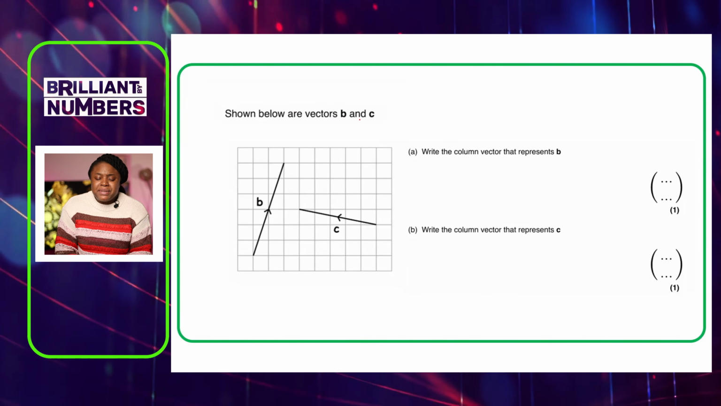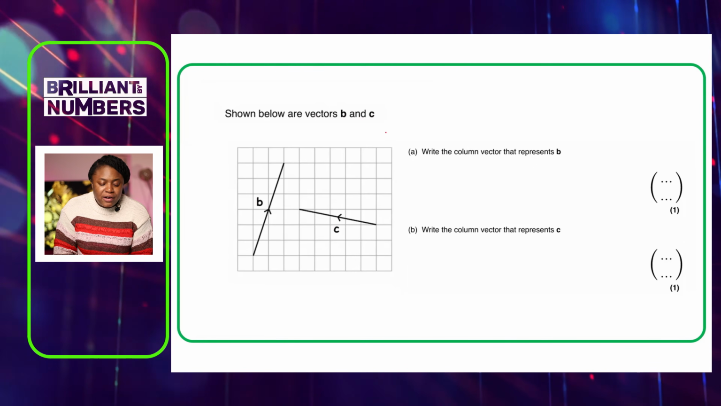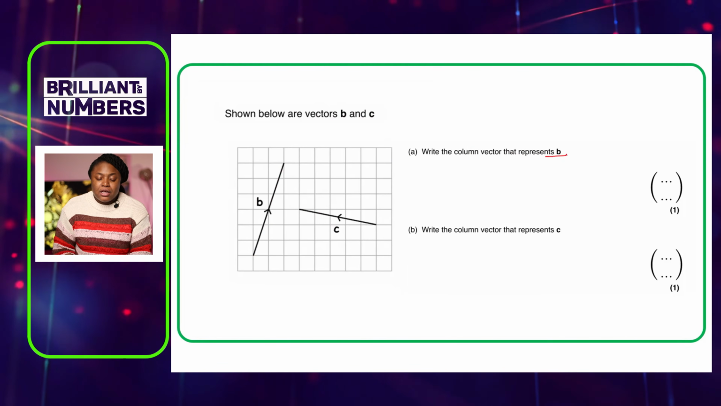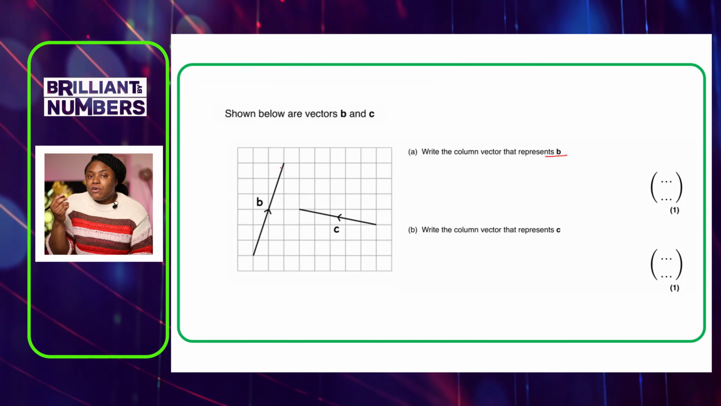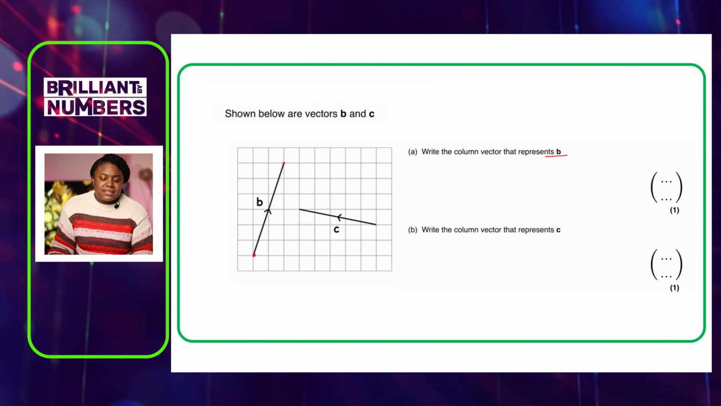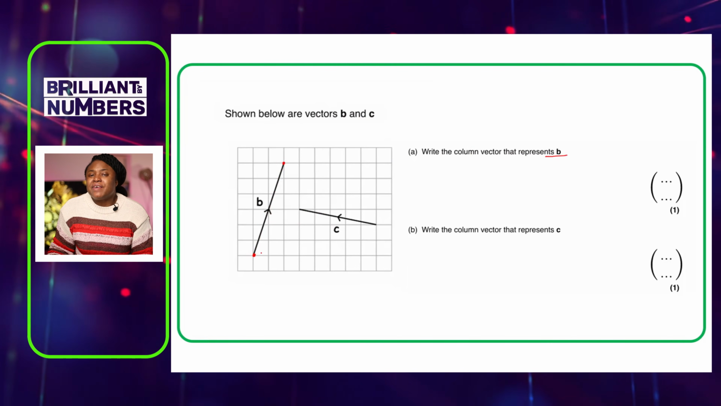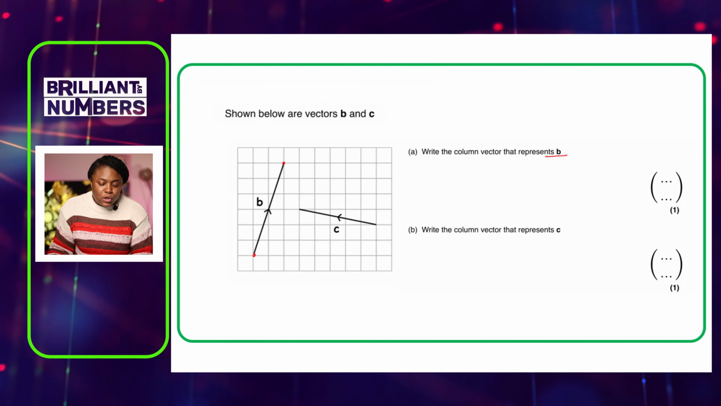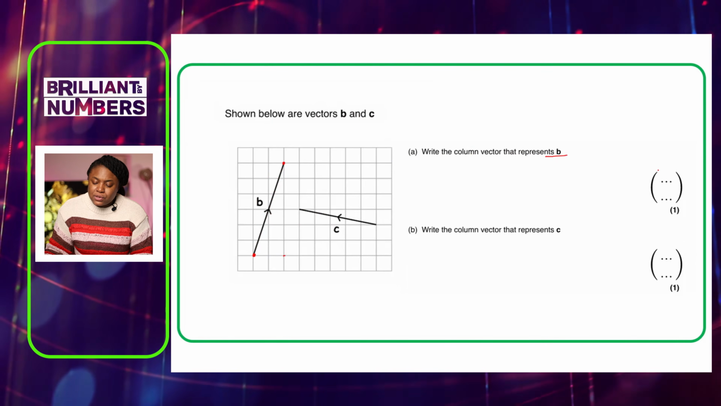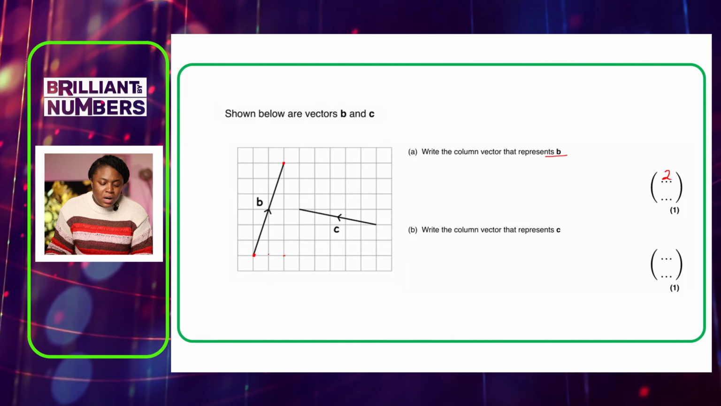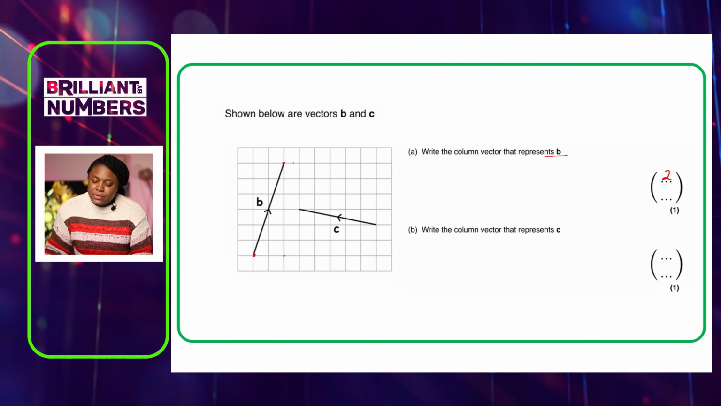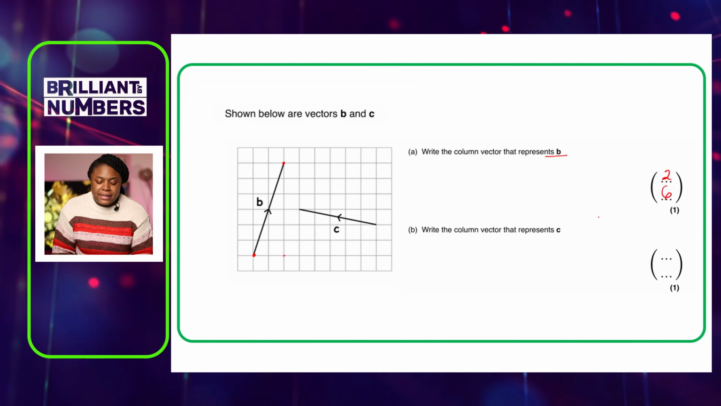So now we're looking at it from the graph. Shown below are vectors B and C, and we can see them on our graph. We're asked to write down the column vector that represents B. Remember, we always go in the direction of the arrow. So I'm going from the bottom all the way to the top. I just need to see what movement I have to take in terms of X and Y. I'm going 1, 2 across, that's positive direction, so X is positive 2. Let's do that again: 1, 2 across, and then 1, 2, 3, 4, 5, 6 up. So that answer is 2, 6.